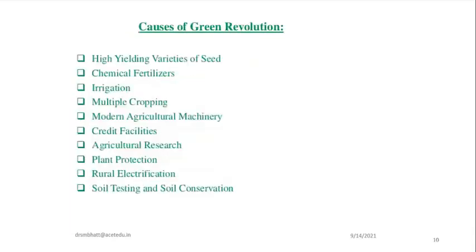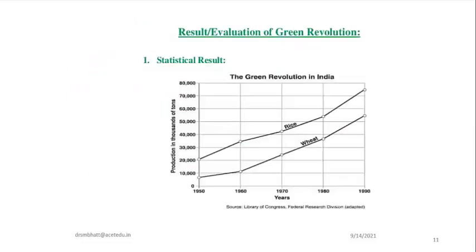Causes of the Green Revolution: high variety of seed, chemical fertilizer, irrigation, multiple cropping, modern agriculture machinery, credit facility, agriculture research and plant protection, rural electrification, soil testing and soil conservation laboratories. So these were the 8 inputs that created the support system for the Green Revolution.